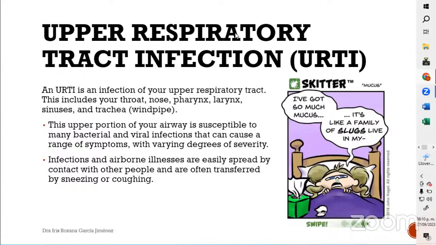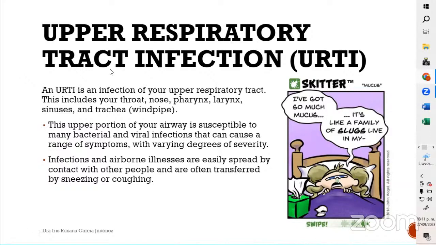An URTI is an infection of your upper respiratory tract. This includes your throat, nose, pharynx, larynx, sinuses, and trachea, windpipe. This upper portion of your airway is susceptible to many bacterial and viral infections that can cause a range of symptoms, with varying degrees of severity. Infections and airborne illnesses are easily spread by contact with other people and are often transferred by sneezing or coughing.